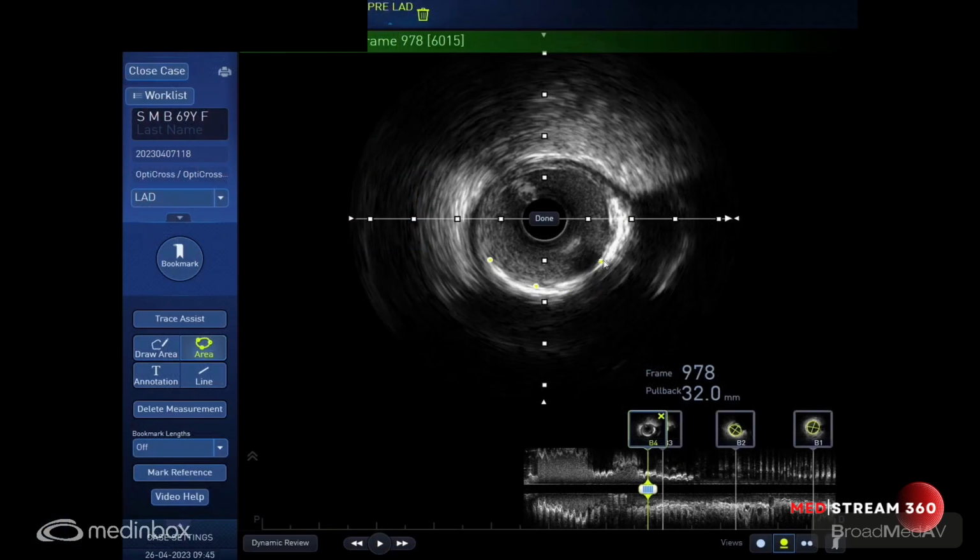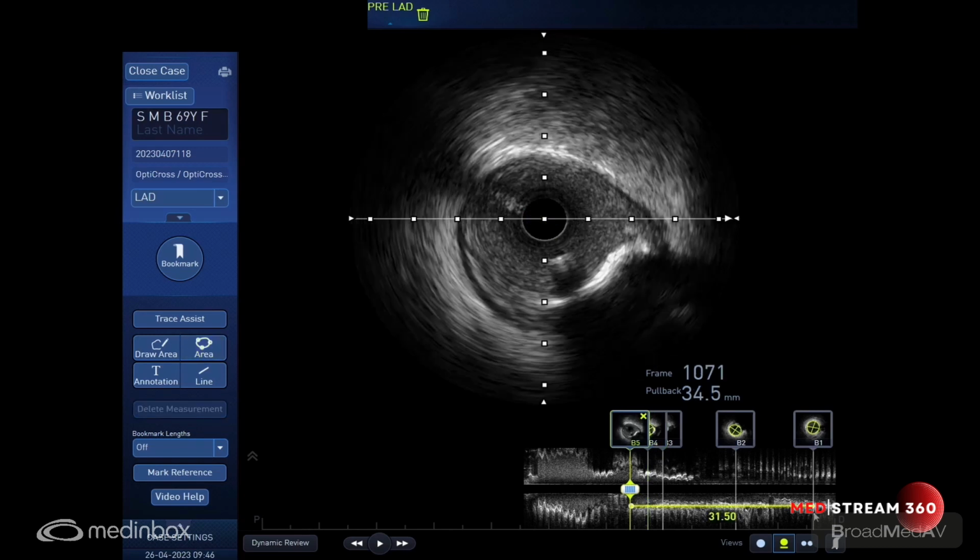At the proximal LAD, about 180 degrees of calcium is noted, which is about 32 millimeter. This is just from beyond the septal, proximal to the first diagonal. The proximal part of the LAD has disease proximal to the diagonal, so it's about 32 millimeter.